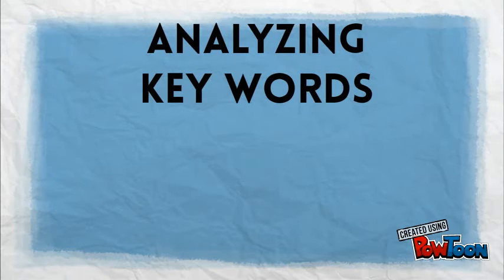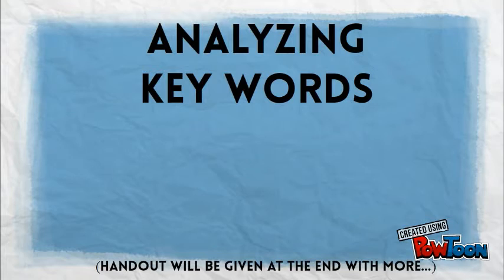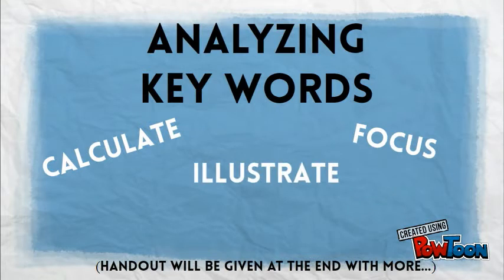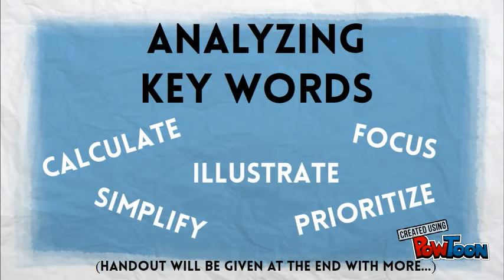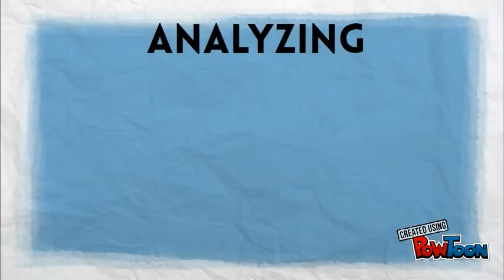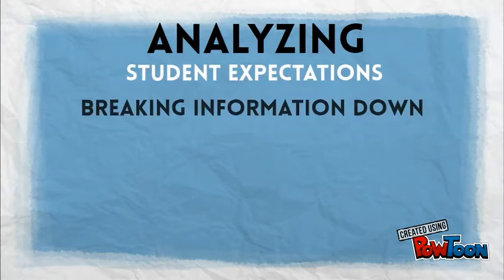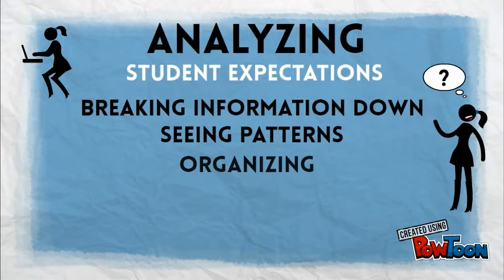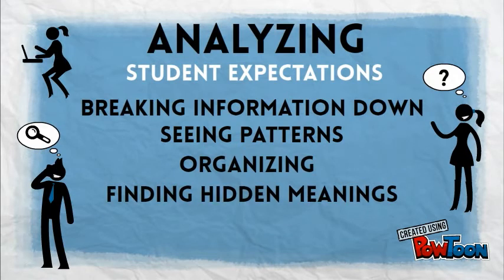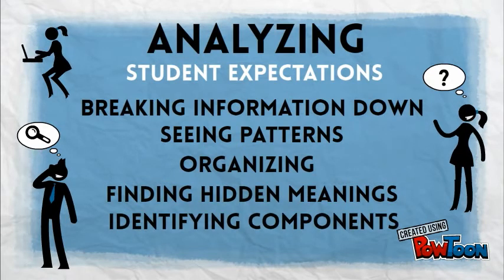Some analyzing keywords to consider as you develop objectives and questions for your lesson include calculate, focus, illustrate, prioritize, and simplify, among many others. When the students are questioned in the analyzing stage, they are expected to break information down, see patterns, organize, find hidden meanings, and identify components of the topic.